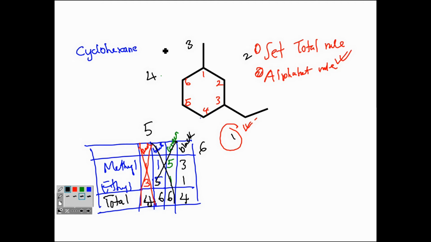So this is going to be 1-ethyl, 3-methyl, cyclohexane. So the name of this compound based on the black numbering system is going to be 1-ethyl, 3-methyl, cyclohexane. You must say cyclo because it's a ring.